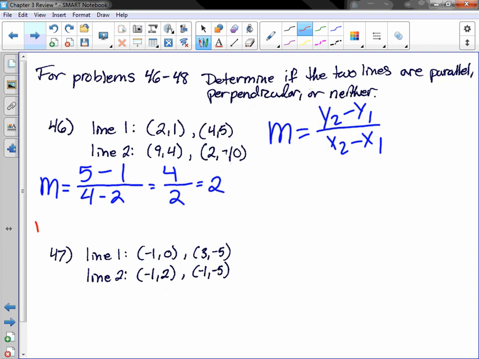Now, if I do it for line 2, negative 10 minus 4 over 2 minus 9 would be negative 14 over negative 7, which is negative 2. Any questions on this here? Because they have opposite signs, one's positive, one's negative, these are perpendicular, yes? These two lines are perpendicular?